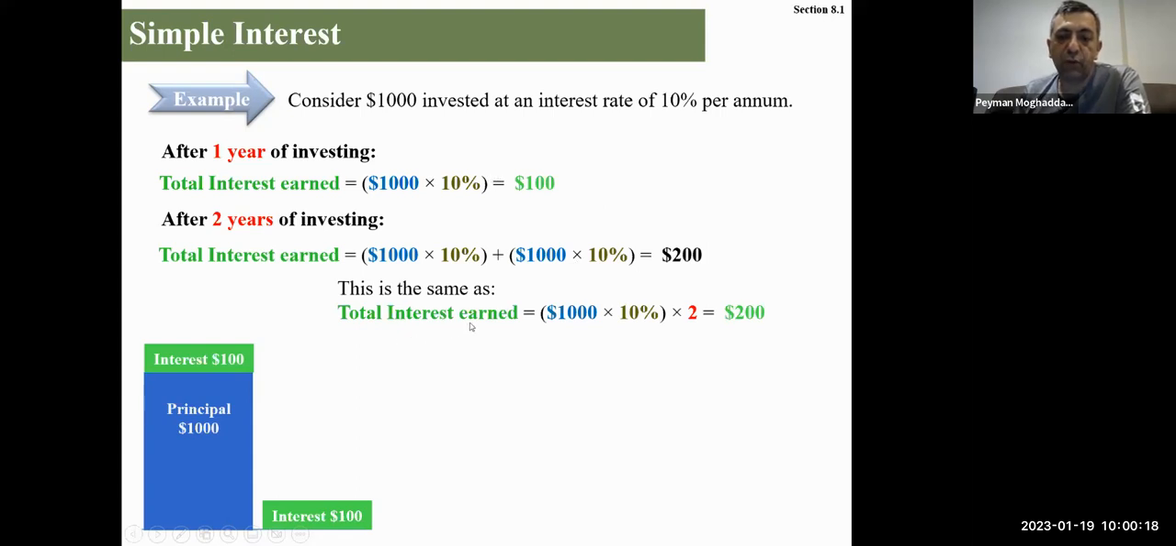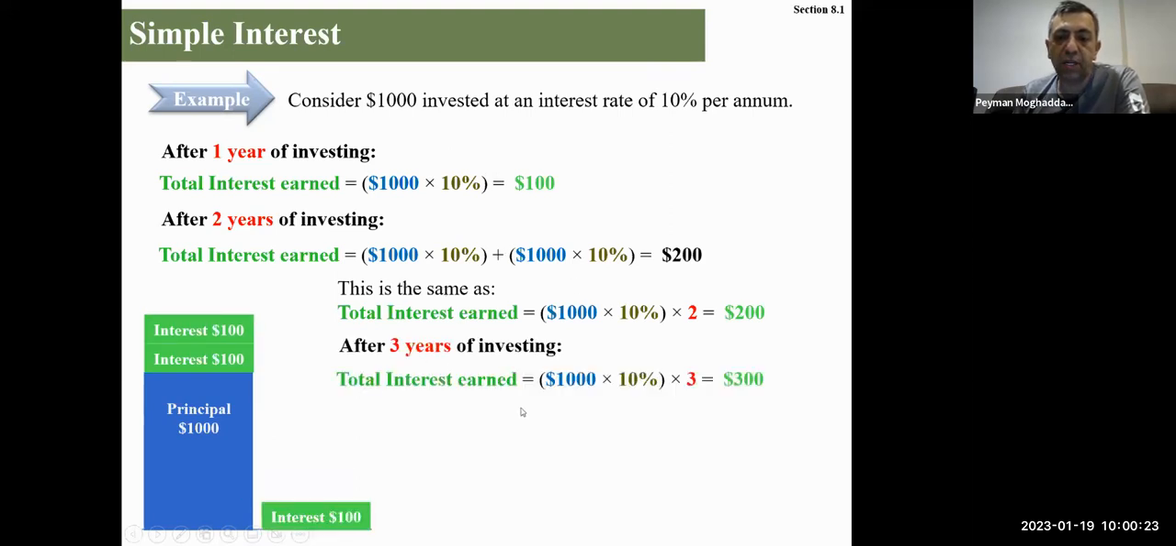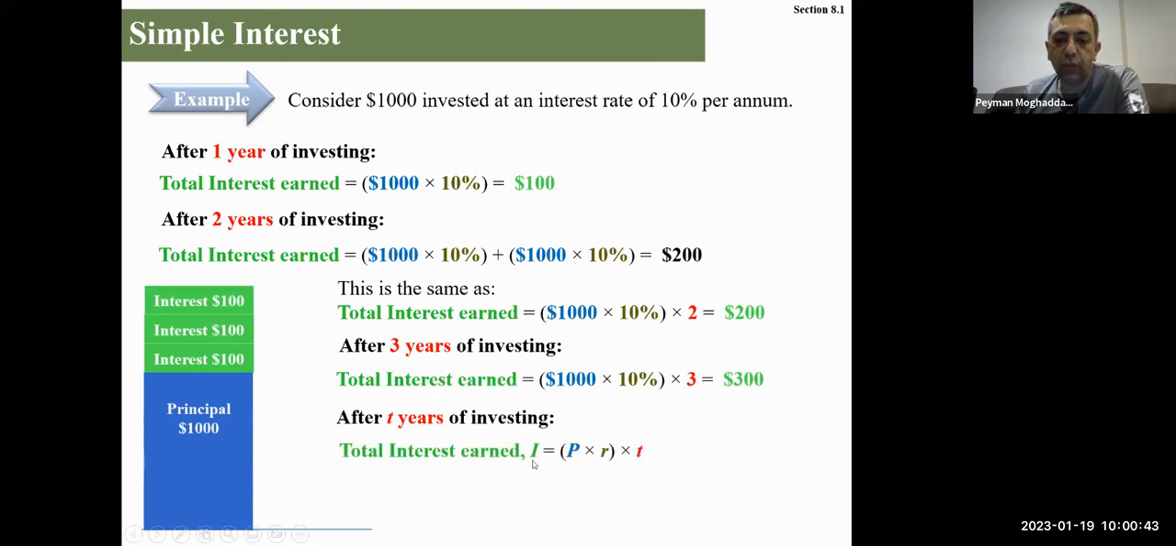So basically the interest for 2 years is going to be $200, and after 3 years of investing, the interest is going to be $300. So basically the principal amount multiplied by the interest rate multiplied by the number of years is how simple interest is calculated. After 2 years of investing, the interest is going to be $1,000 by 10% by T years. So that's how it's calculated: the principal amount multiplied by the interest rate per annum multiplied by the number of years.